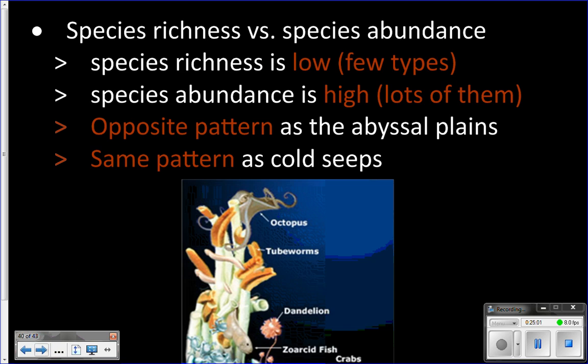Species richness versus species abundance here. The richness is going to be low, and the abundance is going to be high. So that's going to be the same pattern as the cold seeps, but the opposite pattern as the abyssal plain. So there may be like 2 worms and octopus and fish, but there's going to be a lot of worms and octopus and fish.